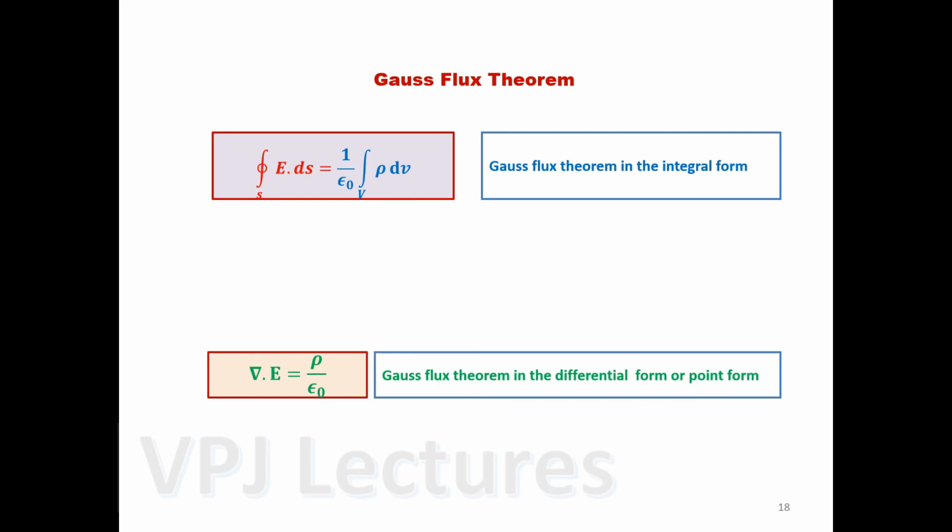So these are the two important representations of Gauss-Flux theorem, integral and differential form. Depending upon the situation or the problem given, we have to make use of the integral form or differential form to find out the electric field. Also we can see that this Gauss-Flux theorem is very useful in the case of certain problems with symmetry, like spherical symmetry, cylindrical symmetry, plane symmetry, etc. That we will consider in the coming lecture.